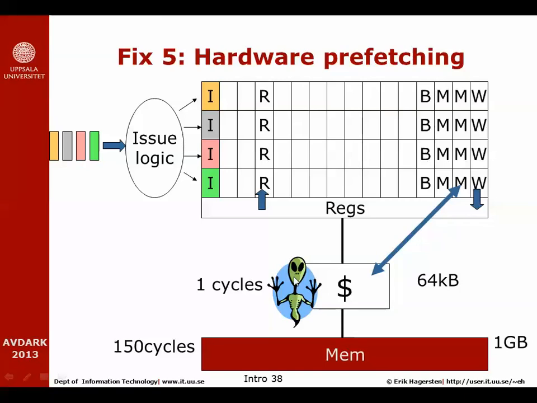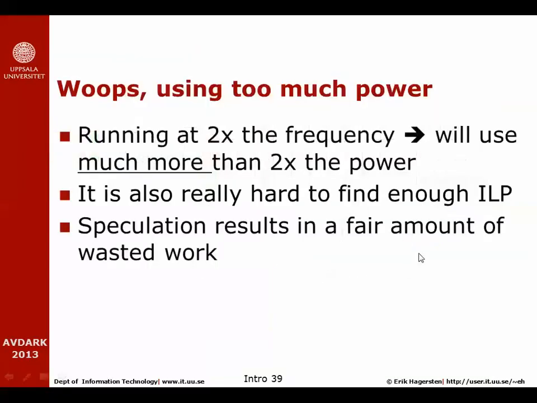The 5th fix is what's called a hardware prefetcher. Once more, we're going to ask a little green man to try to figure out and guess what piece of data we will be requesting in the near future. And that little green man will bring those pieces of data from memory and put them into the cache even before we have asked for them.